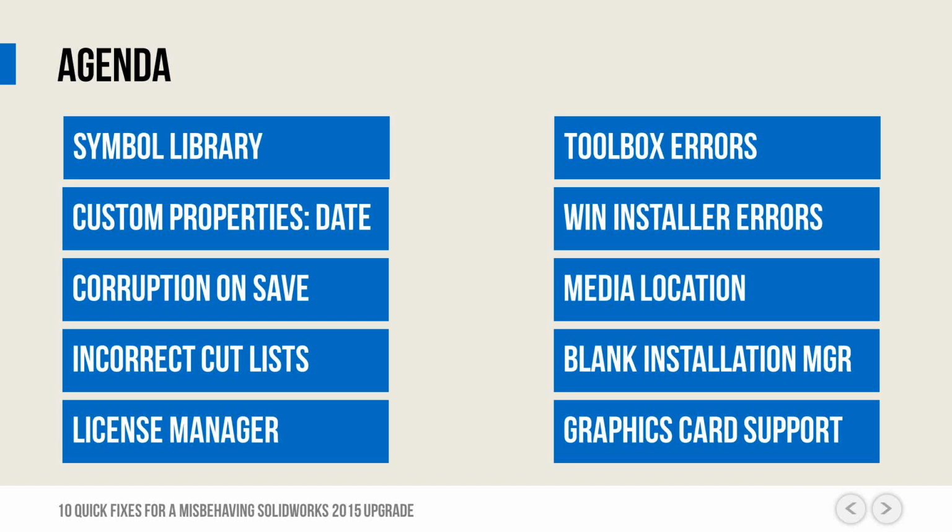Toolbox errors. We'll see this toolbox error whenever there's an issue installing or upgrading toolbox. The way that we fix that is we could do a repair install as well. I didn't mention the repair install. But another way we can do it is just to manually upgrade our toolbox to the latest version using those four steps that I discussed.